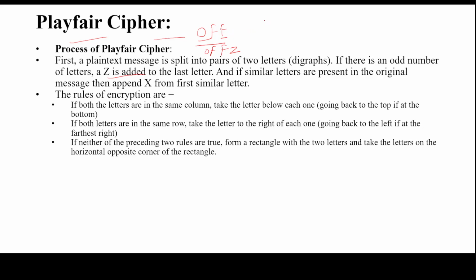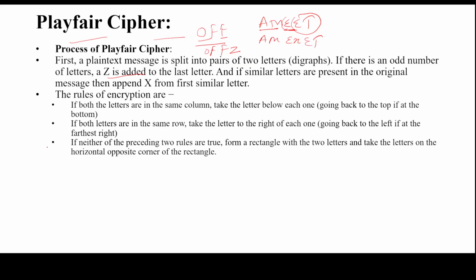Just like AMEET, written with a double E: we can make a pair of AM. For double similar letters, we have to append X. First we add X after the first E, and then the second E can be paired with the T. Likewise, we can make the pairs.